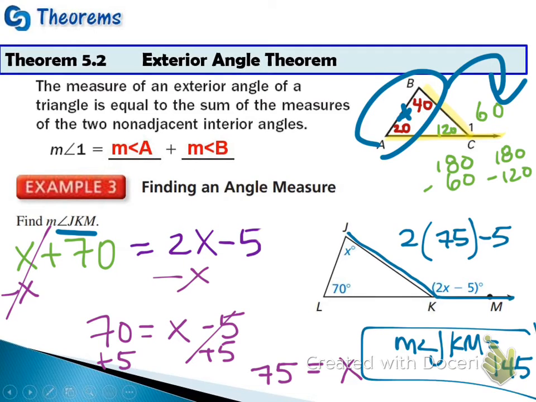Does anybody know option 2? You can add 75 plus 70. Yeah, if x is 75, 75 plus 70 should equal the outer angle. And it does, because 75 plus 70 is 145. It's also just a good way to check your work. Make sure both equal.